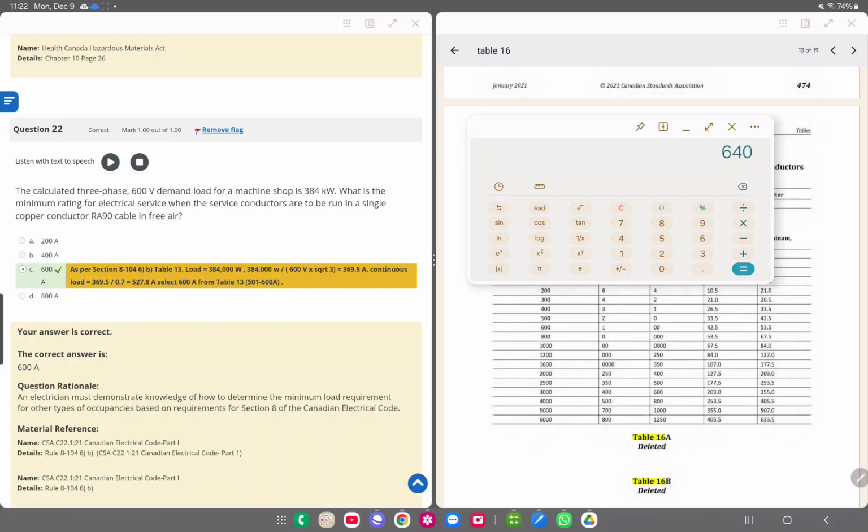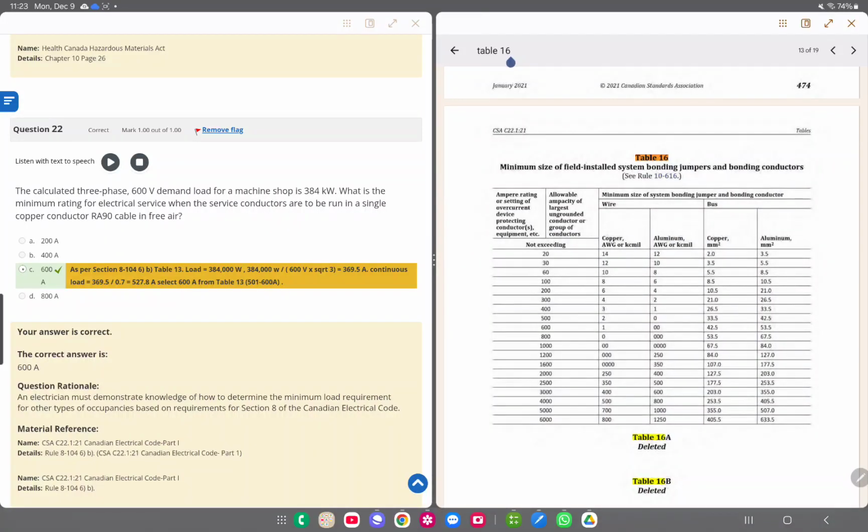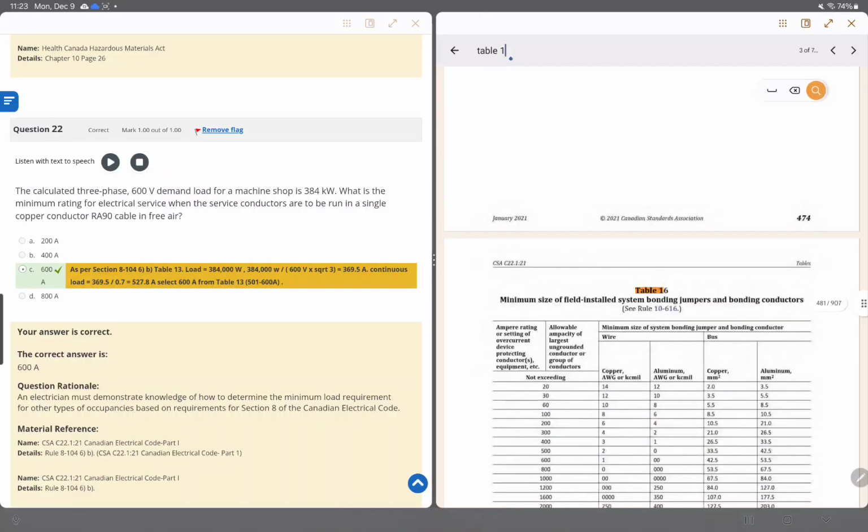Now that we have our 640 amps, we run in single copper conductor RA90 cable in free air. So free air would be, and they want copper. Free air would be table, what is it? 1.